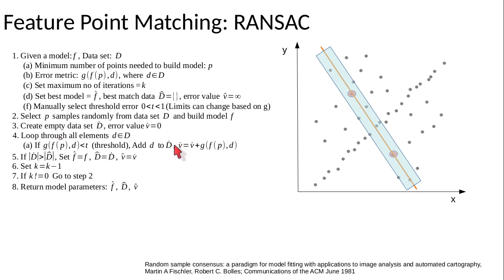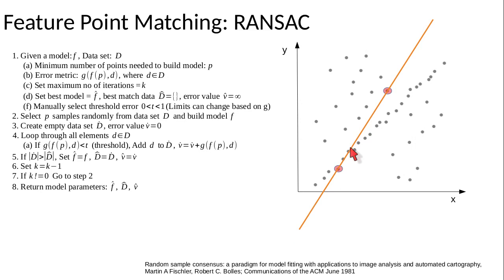If the number of samples in D dot is greater than the number of samples present in D hat, which was the best matching dataset, then we set f hat to f. That is, f hat is set to the current model that has been constructed, D hat is set to the current dataset, and V hat is set to the current value of V dot, or the current value of error measures. The variable k is decremented to reduce the number of iterations. If k is not equal to 0, the process is repeated. That means steps 2 to 6 are repeated for k iterations. Because this is the first iteration of RANSAC, d hat, f hat and v hat were initially empty. After this loop is completed, d hat, f hat and v hat would be set to the values corresponding to this model.